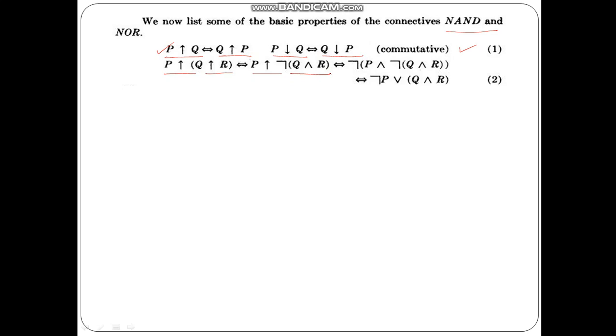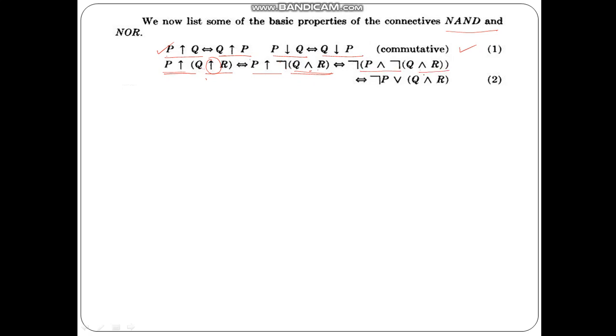P NAND (not of Q and R). So I am not saying that it is associative, but in this case it is not of the complete Q and R, and I can rewrite it again in terms of AND and negation. So that is not taken to the complete formula, and it is OR, and then again not of P and not of Q and R.